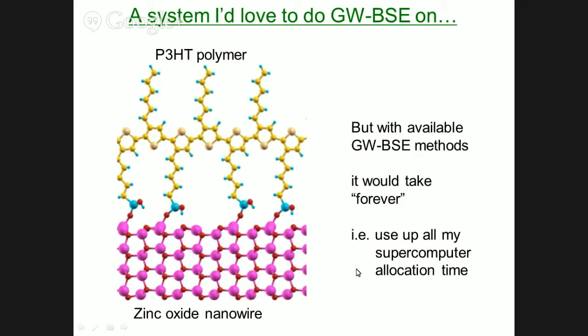Here's a system I calculated in the last few years for a photovoltaics project. It's got a nanowire of zinc oxide and a polymer that absorbs the light, one of these new proposed photovoltaic systems. There's something interesting happening at this interface. But I can only do this with DFT. Because if I wanted to use existing GW Bethe-Salpeter codes, it would literally take forever. That means it would use up all my supercomputing allocation time for that calculation once. I couldn't test convergence. Okay? So I didn't do that, right?